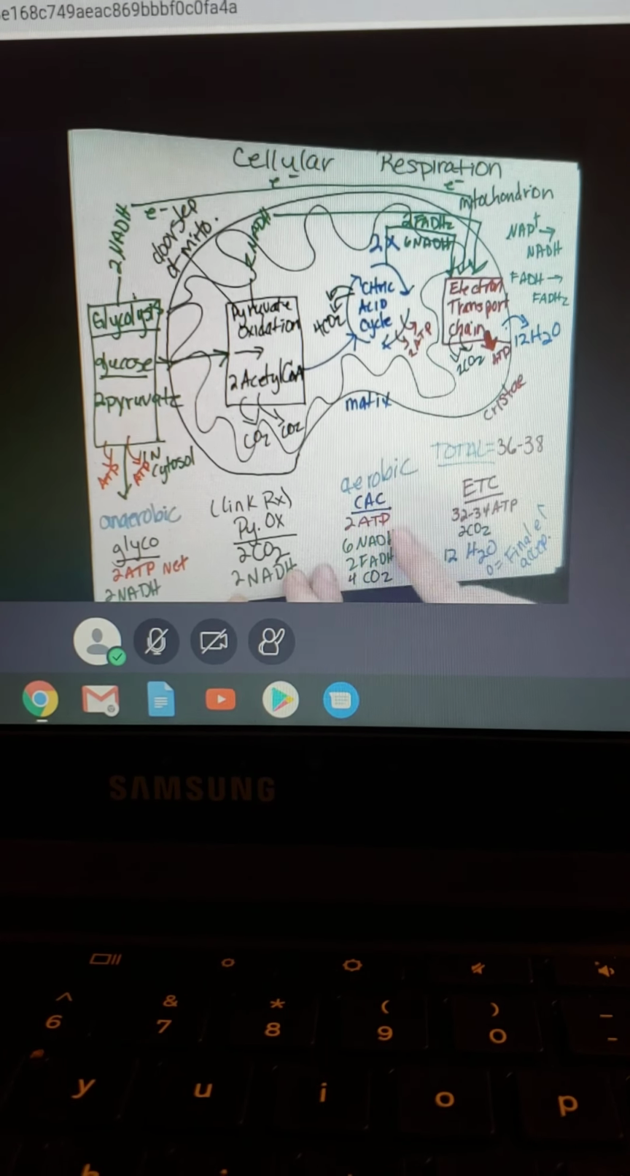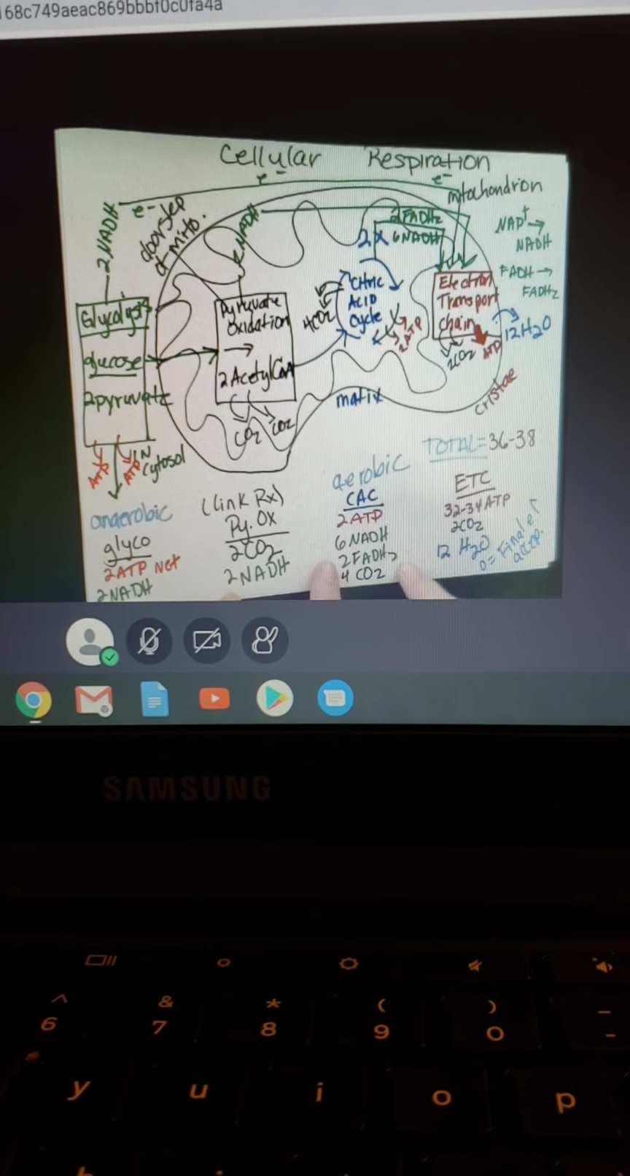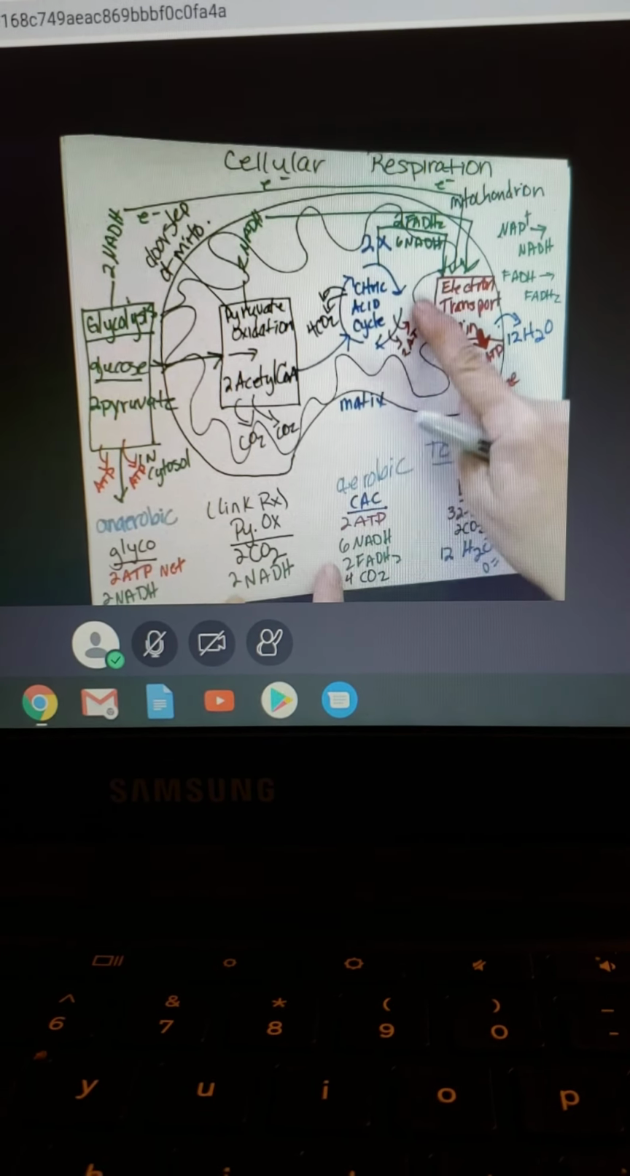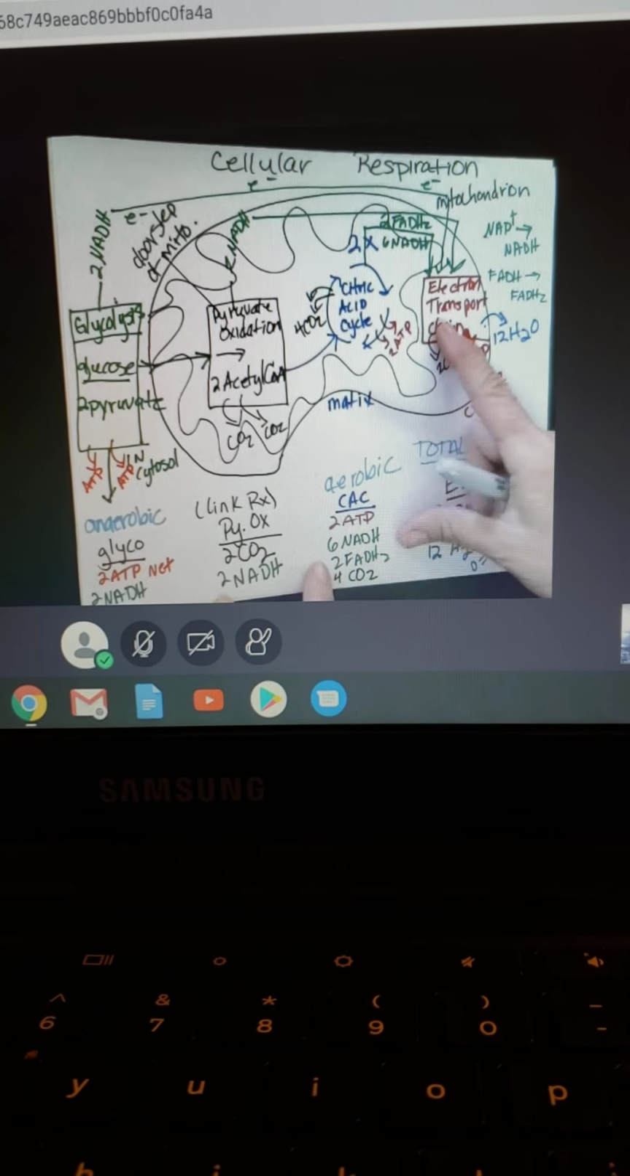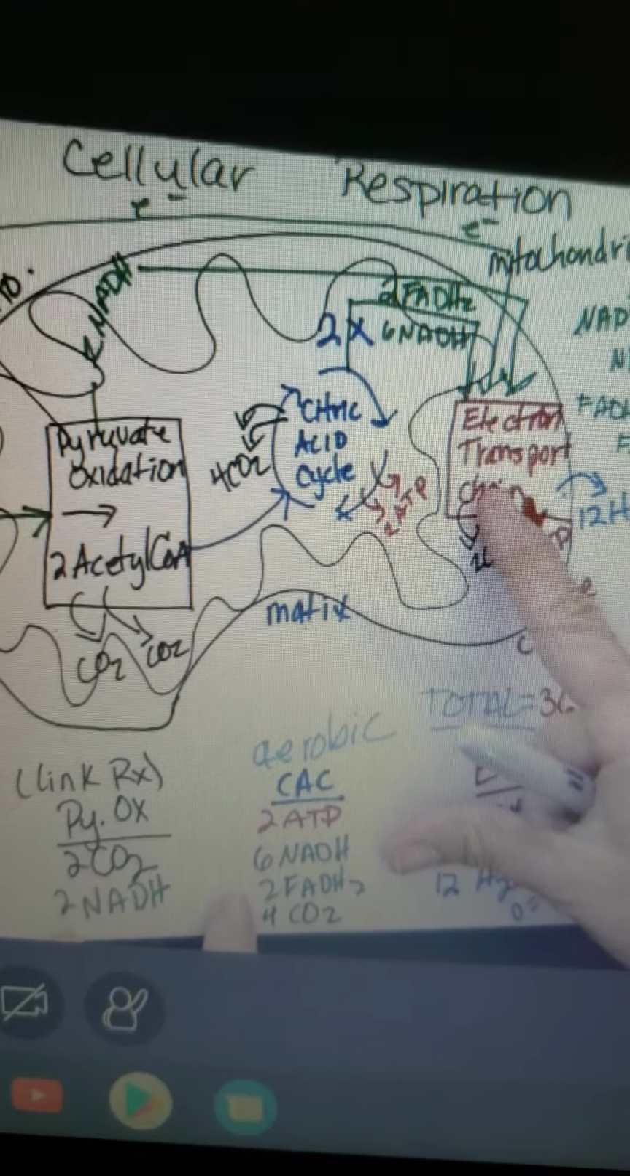And so we're going to make a whole lot more. We're going to load a whole lot more of these energy carriers, right? And then we're going to send that on. I don't have an arrow going to the electron transport chain. Why is that? Because we're sending them via the shuttles, right? We don't have anything going directly there other than via these shuttles, okay? And so we're going to make 32 to 34 ATP and some water and have some more carbon dioxide as a byproduct, okay? And so this is cellular respiration.